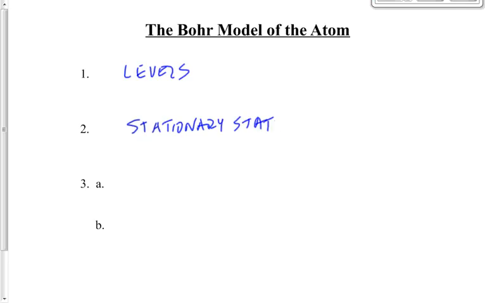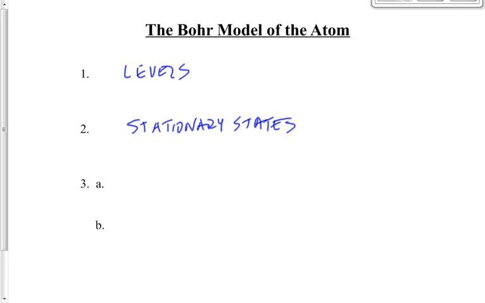The second aspect of the Bohr model of the atom talked about stationary states. Remember that Maxwell said that electrons orbiting around the nucleus accelerate, so they should emit electromagnetic radiation, but they don't. Something's wrong here, right? They're not emitting electromagnetic radiation like they should according to Maxwell's theory. It's as if they're not accelerating. In fact, it's as if they're not even moving, but they are. So there's a little bit of a problem here. Bohr said it's a stationary state.